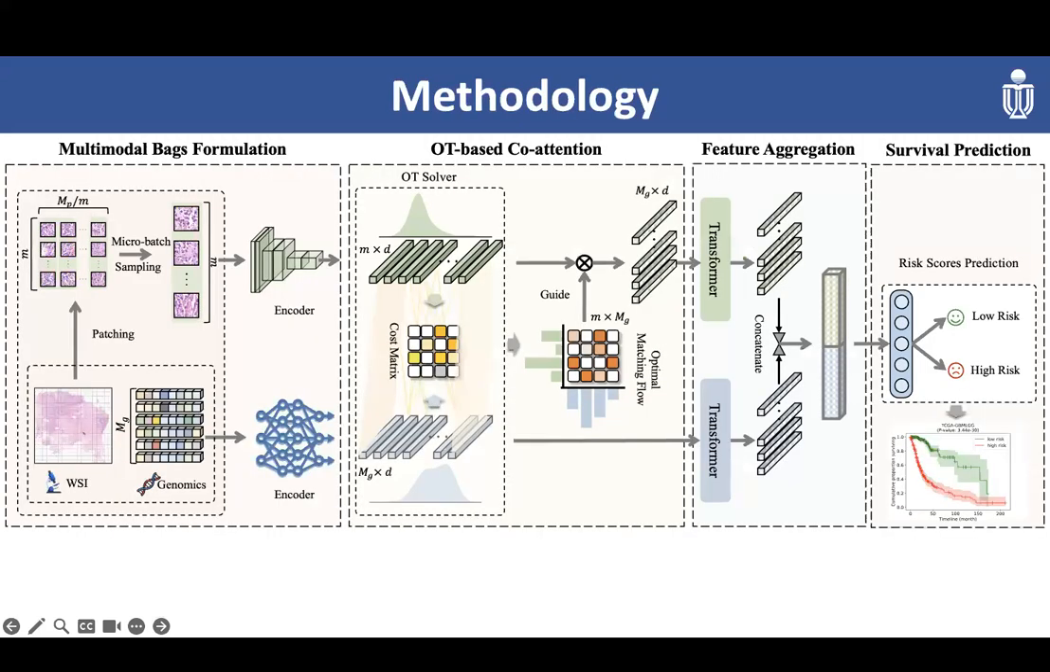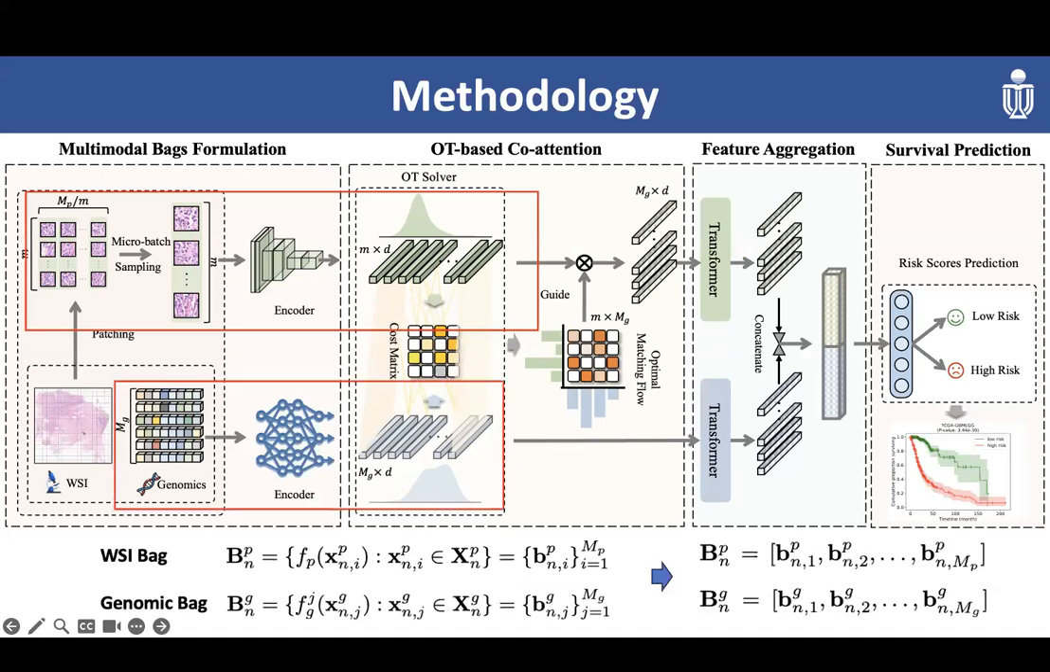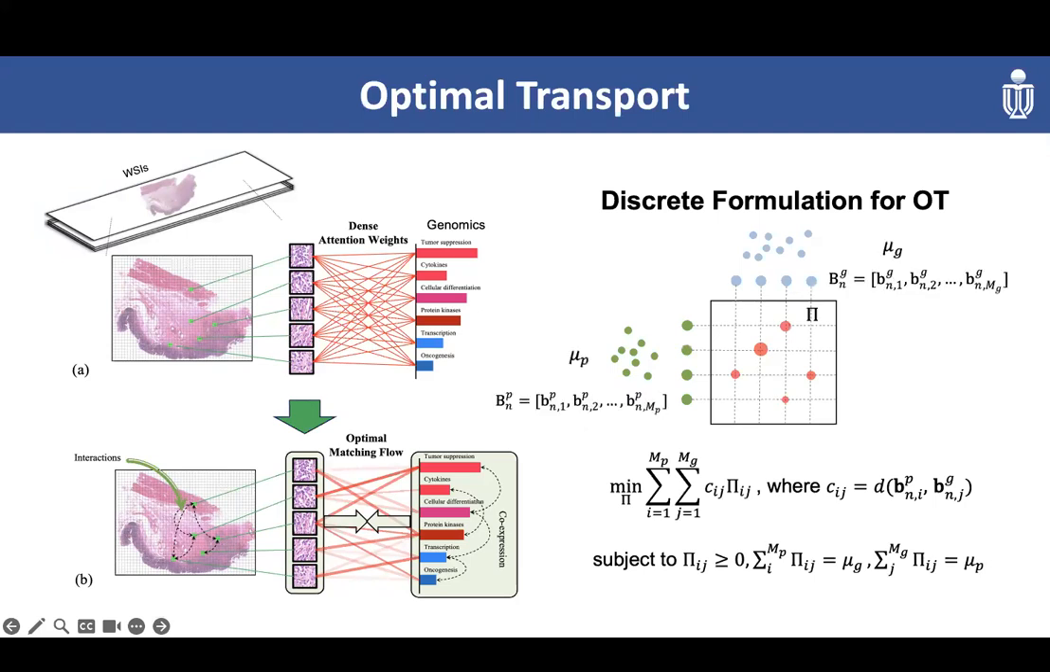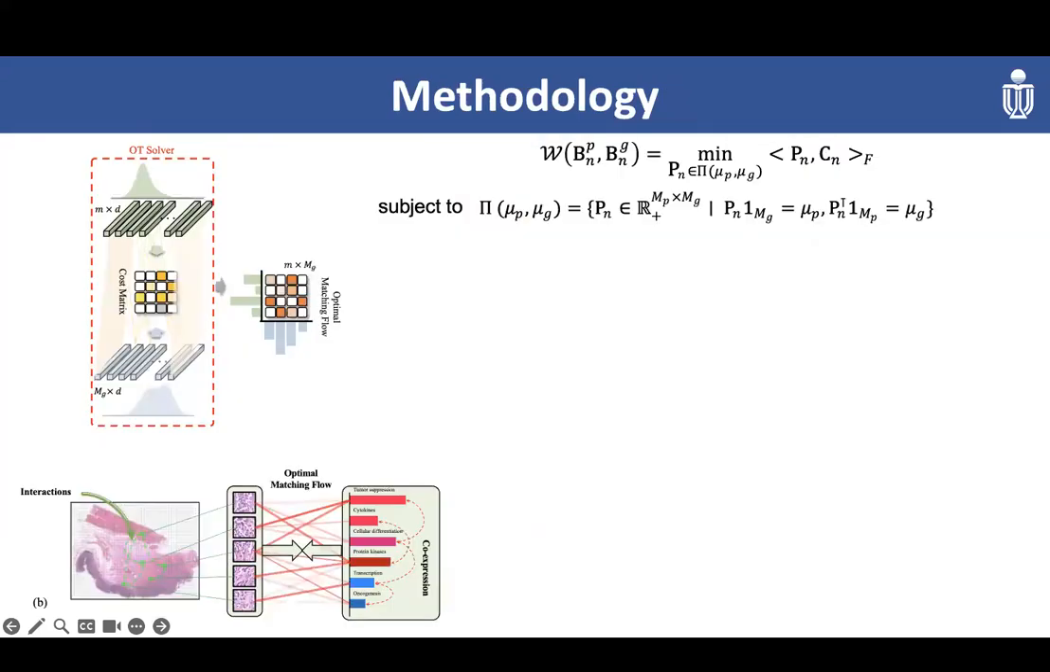Here, we formulate patches of a WSI as a single batch of instances. The same goes for genes. With these two batches of instances, we use discrete formulation of OT to perform a structural matching, which is able to generate an optimal matching solution pi with the overall minimum matching cost based on the cost metric between pairwise instances under the constraints of total mass equality. Here, we rewrite it with a matrix form.